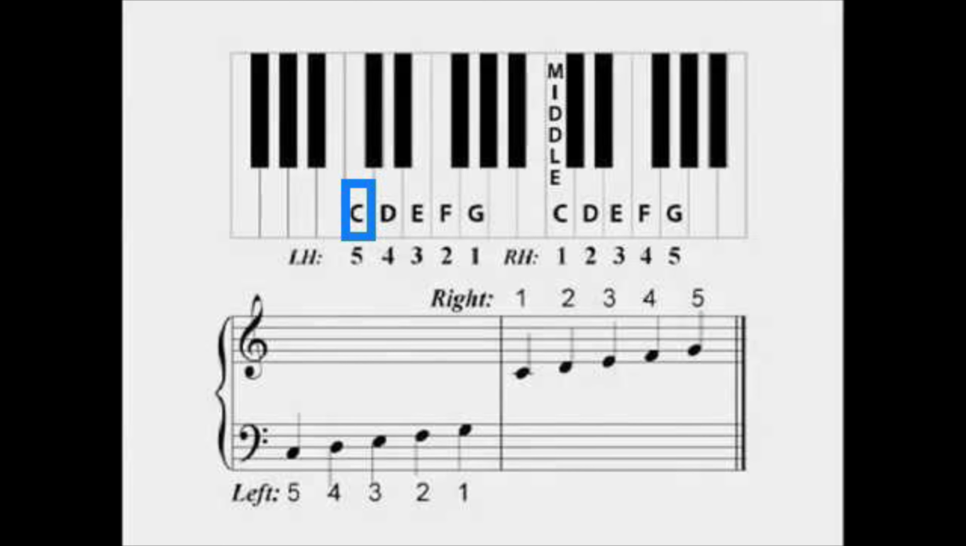Now going back to our diagram, we're now going to focus on the left side of the diagram. Now take a look. We're going to start on the C that is below the middle C. And this time we're going to start with our 5th finger, also known as the pinky. And then right next to it is D, played by our 4th finger. E is played by our 3rd finger. F is played by our 2nd finger. And G is played by the 1st or the thumb.